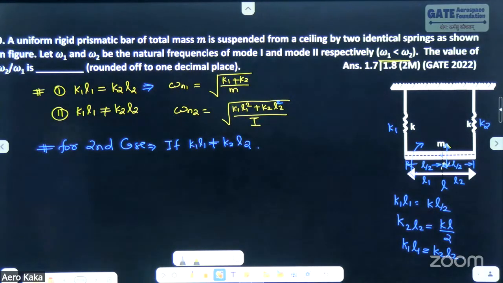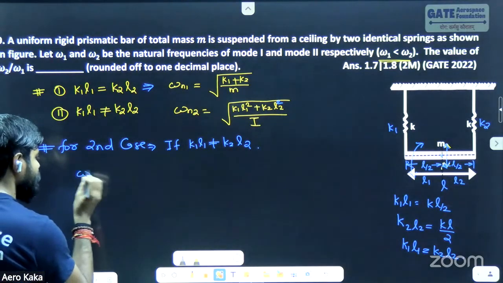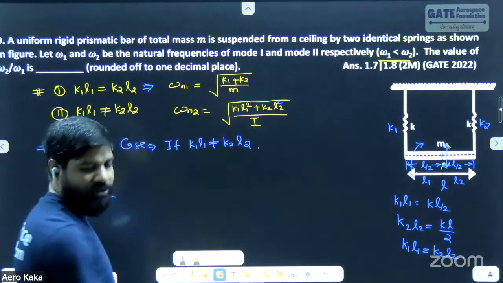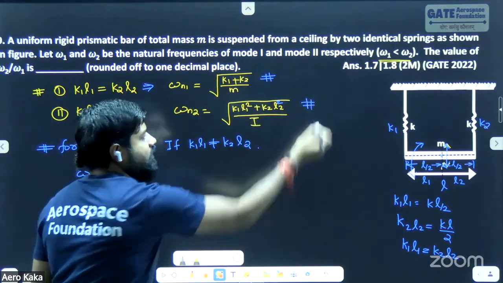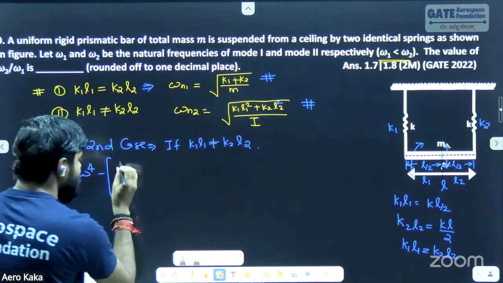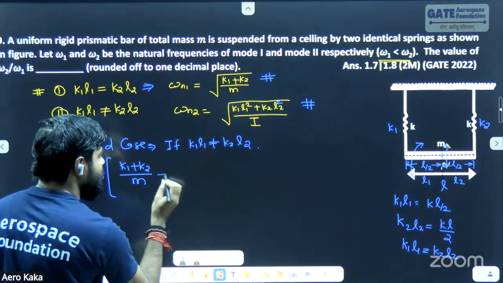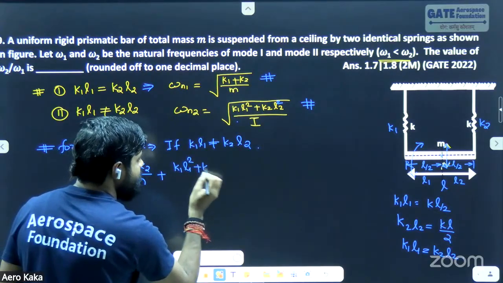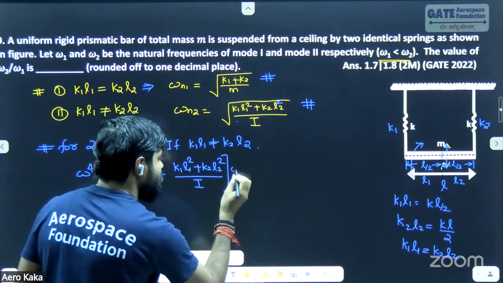Correct. C, it is going to be omega raised to power 4, right? Minus. Look, how to remember this one? If you can remember these two formulas, don't panic. Whatever is inside the root is going to be here only. K1 plus K2 by M plus K1 L1 square plus K2 L2 square divided by I, bracket close, omega square.